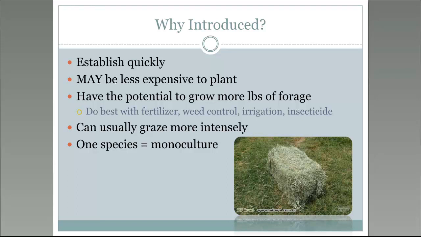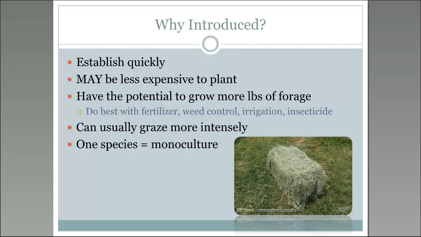Also, they have the potential to grow more pounds of forage. So it's no surprise that if you have a really thick field full of an introduced grass that's growing very well and can take the abuse from possibly high numbers of grazing, that they would produce more forage. But with that caveat, you'll see that we had to combine fertilizer, weed control, and insecticide into our scenario.